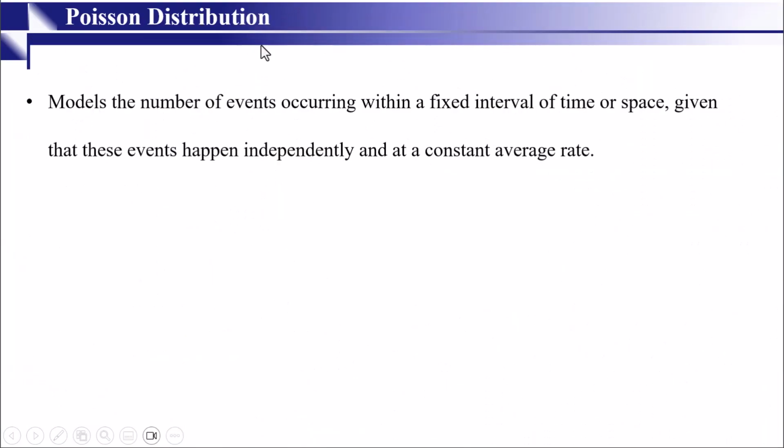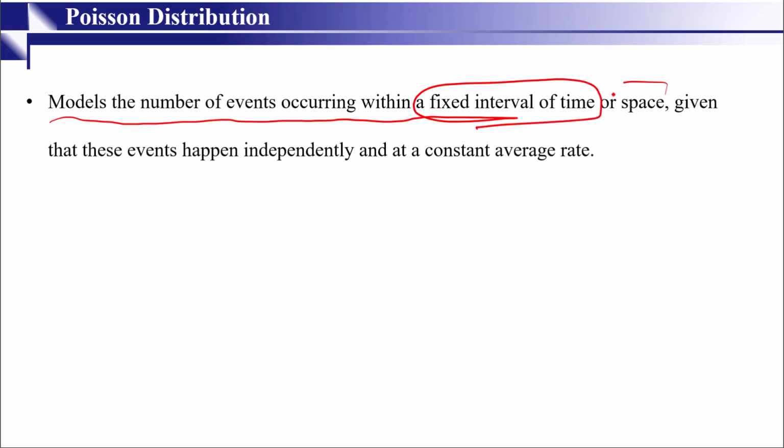So, based on the definition, Poisson distribution is considered as discrete random variable, and it is used to model the number of events occurring within fixed interval of time or space, given that these events happen independently and also at a constant average rate. This kind of distribution is particularly useful for scenarios where events happen independently and also at a constant average rate.